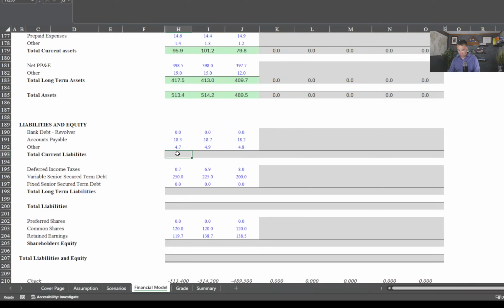And then we'll do current liabilities. Remember, that's what we owe within a year that we have to use cash. And then we've got long-term liabilities. It's debt or stuff that we'll pay over longer than a year. And then we've got total liabilities. And that's going to be long-term plus current.